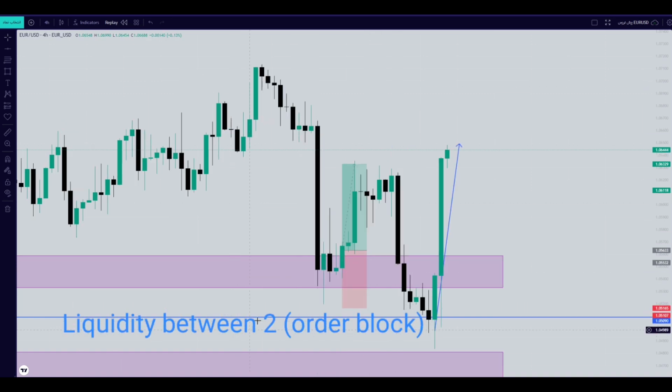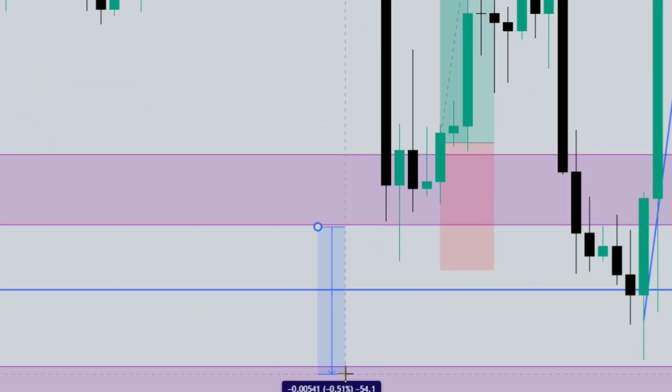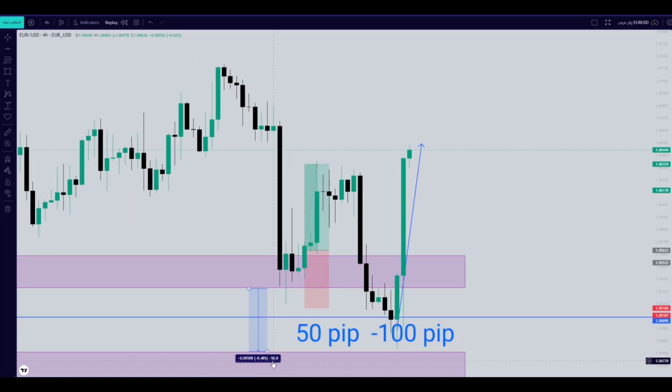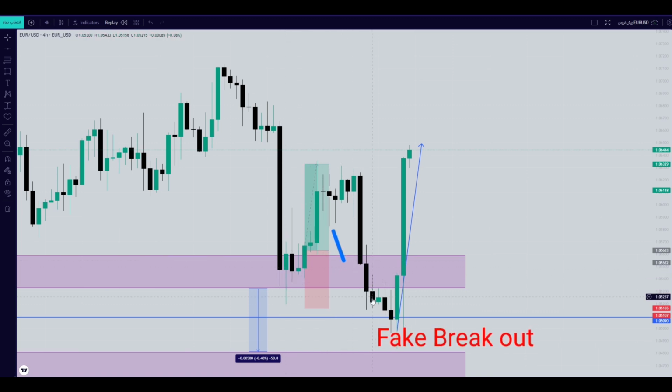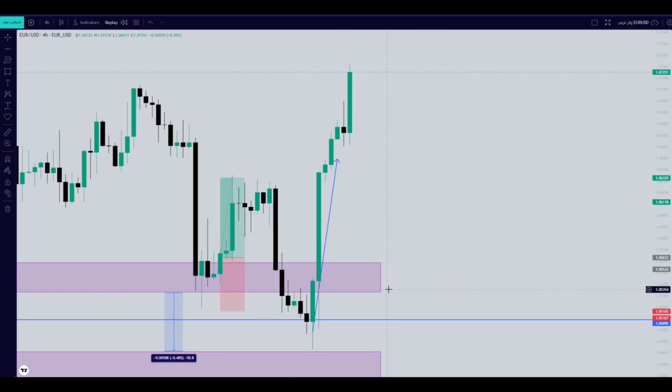This liquidity area between two order blocks is very important. When two order blocks are really close to each other, they form a liquidity area. But the distance between them shouldn't be greater than 100 pips. In this example, the distance between the two order blocks is around 50 pips. And 50 pips is lesser than 100 pips, so this area can be considered a liquidity area. So this is the reason there is a fake breakout here, and after that the market has collected the liquidity and the price has gone up. Otherwise, this order block up here is more valid than the other one.